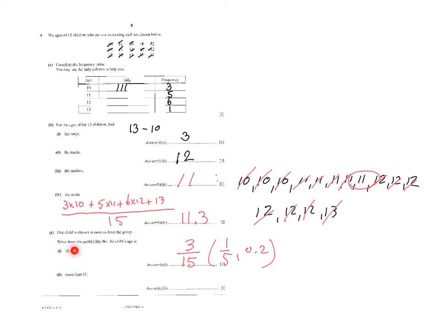Write down the probability that the child's age is more than 13. Well, it's impossible because the oldest person is 13. So 0. It's a chance of 0, more than 13. If they would say 13 or more, then the chance would be 1 out of 15. But if they say more than 13, that's a chance of 0. Impossible. Don't write down impossible, by the way. Write 0.